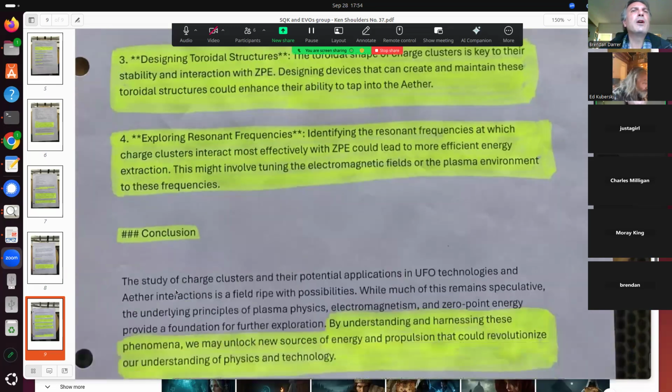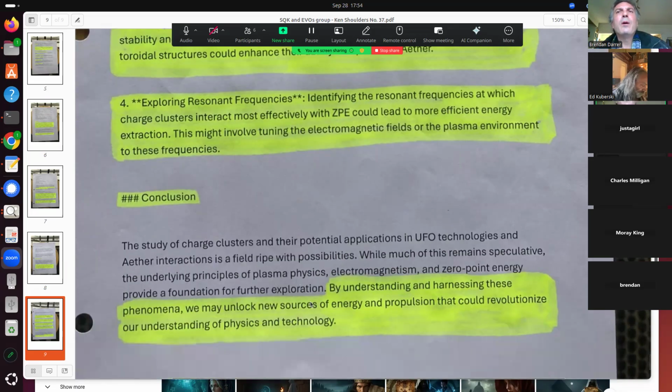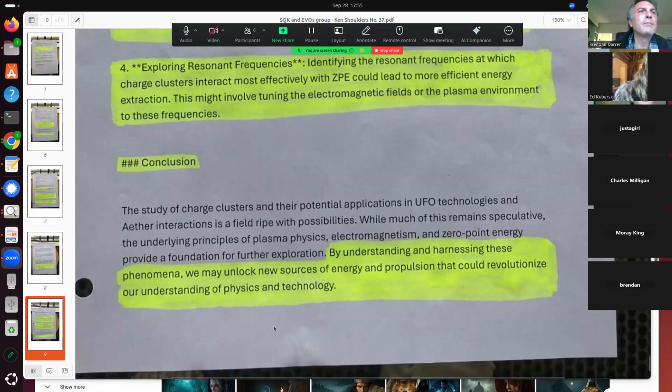Conclusion. The study of charge clusters and their potential applications in UFO technologies and ether interactions is a field ripe with possibilities. While much of this remains speculative, the underlying principles of plasma physics, electromagnetism, and zero-point energy provide a foundation for further exploration. By understanding and harnessing these phenomena, we may unlock new sources of energy and propulsion that could revolutionize our understanding of physics and technology. Wow, very cool.